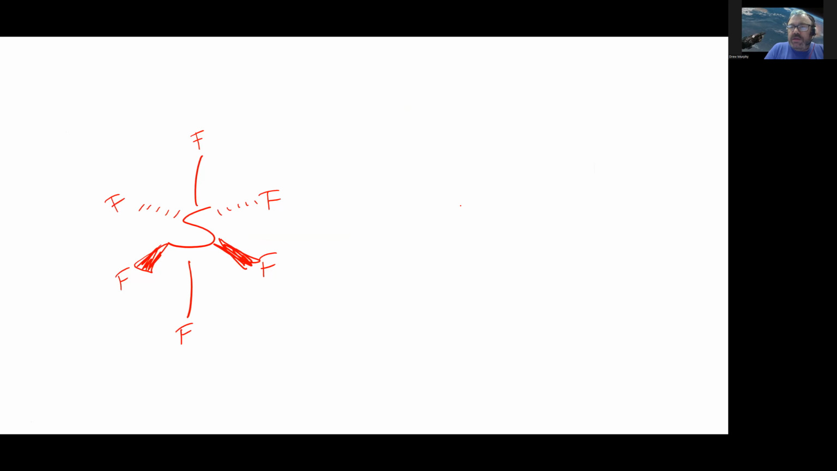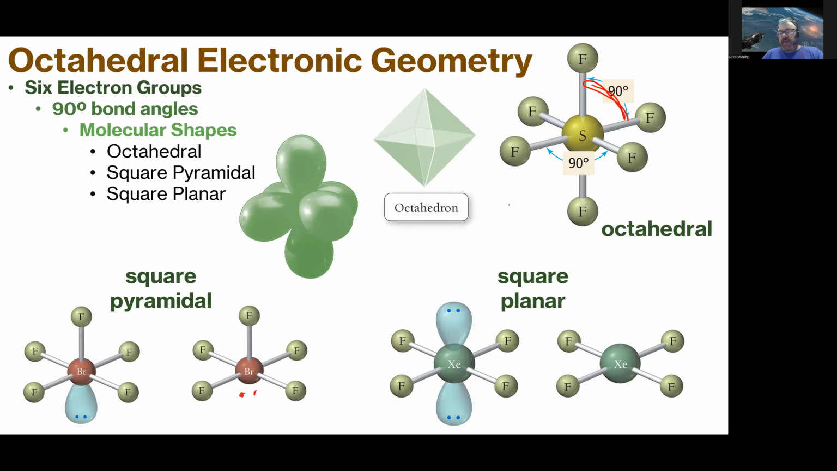We could draw it with our wedges and dashes if we're so inclined. This breaks my good rule of thumb of saying have as few wedges and dashes as possible, just because we're trying to illustrate that it is square pyramidal. Square pyramidal because it's a square-based pyramid, if you will. Okay, so it looks like that.